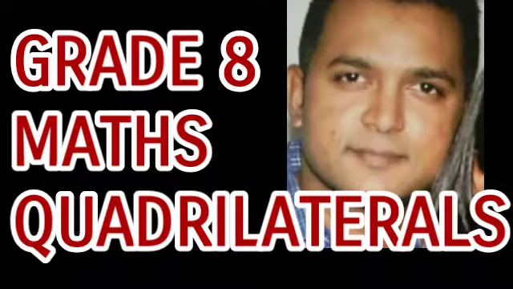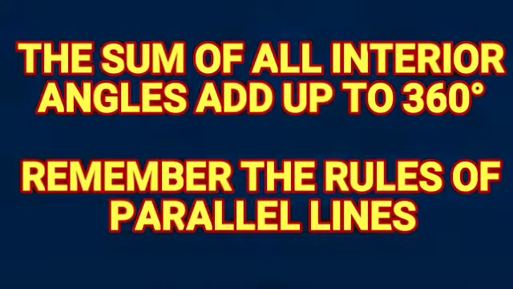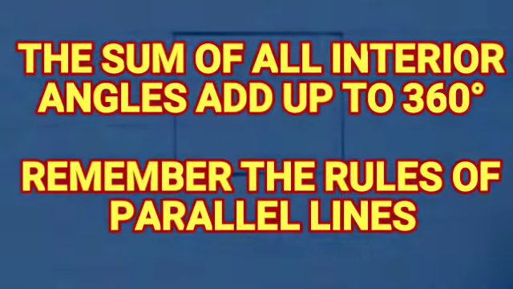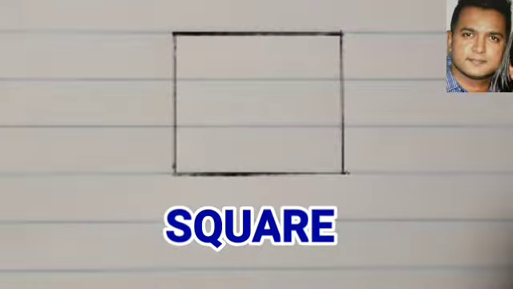Hi guys, today's lesson we're going to be discussing quadrilaterals. Quadrilaterals are four-sided figures. All the angles inside the quadrilateral add up to 360 degrees. And you should also remember what you've previously learned from parallel lines, and you may use it also when dealing with quadrilaterals. Our first quadrilateral is the square, one that we're very familiar with.